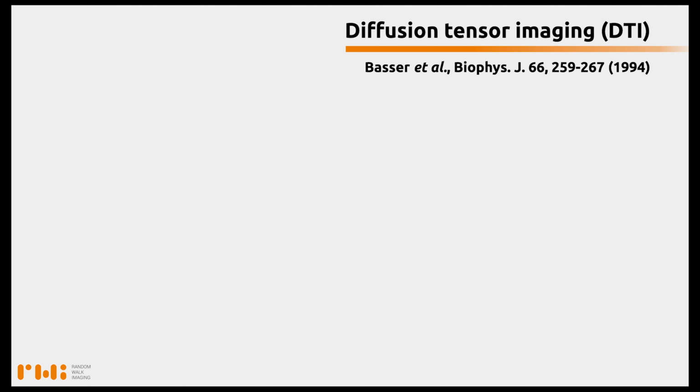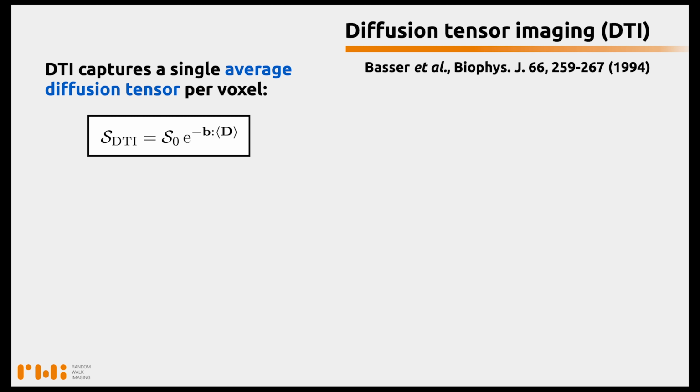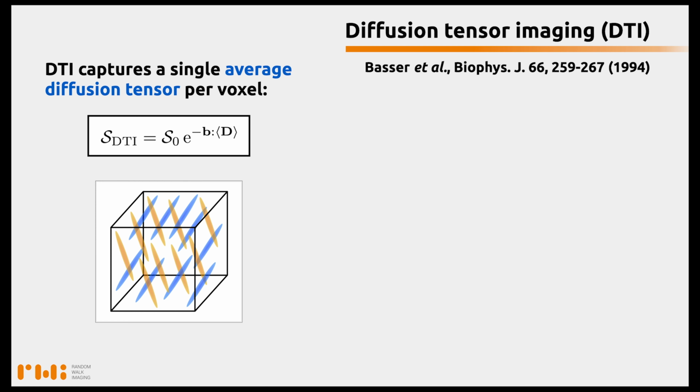Diffusion tensor imaging, or DTI, goes a bit beyond. It captures a single average diffusion tensor per voxel, and then the signal in DTI writes as the non-diffusion weighted signal S0, weighted down by this exponential that depends on the b-tensor, or b-matrix, and the average diffusion tensor for the voxel that is considered. This is the Frobenius inner product between the two tensors. Let's illustrate this concept in this voxel that contains two fiber populations, the blue and the orange ones. If I consider the average diffusion tensor in this voxel, it would look like this. It's a tensor that is mostly aligned vertically because, on average, the two fiber populations are aligned vertically.